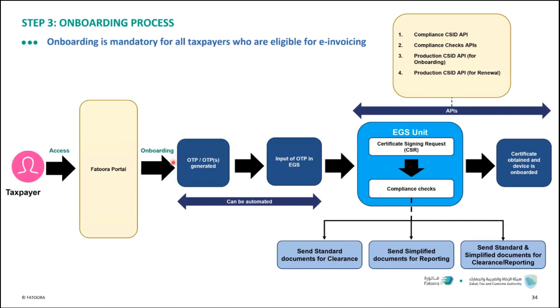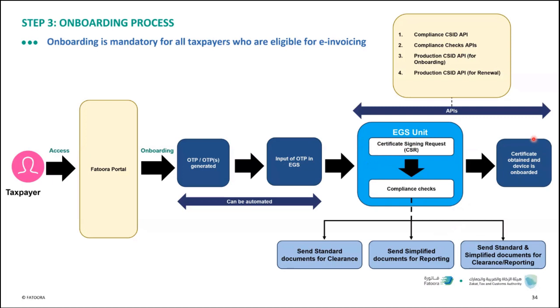And for devices, we're going to have to onboard them one by one or through, let's say, mass onboarding. I think we have a limit of 100 devices per onboarding request. So each device will have to generate an OTP. This OTP will be used in the solution that you're using, the electronic generation solution or the invoice generation solution. Once it is onboarded, then you'll be able to issue the certificate signing request, and then we're going to do the compliance checks as we have mentioned.